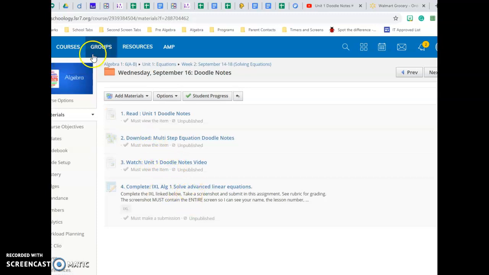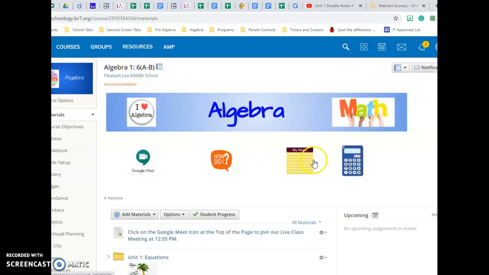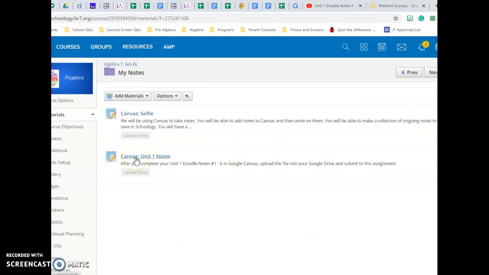You have an IXL for tonight, and then please make sure that when you are finished with these 2 pages of notes, that you go back to the My Notes folder, and this is where you're going to submit both of the documents here. All right, let's get started.